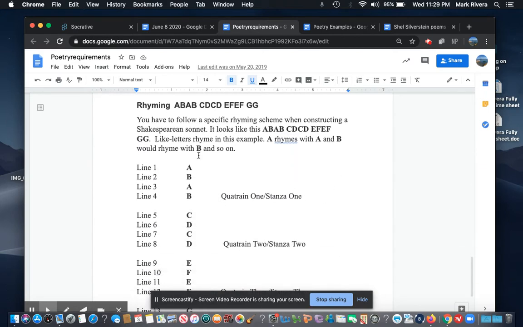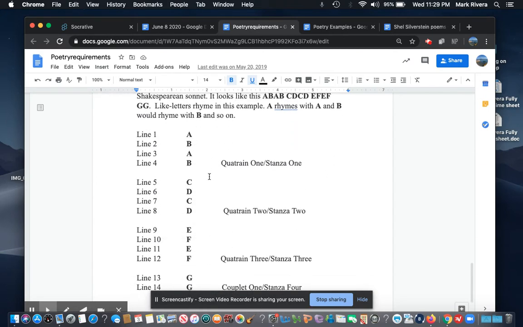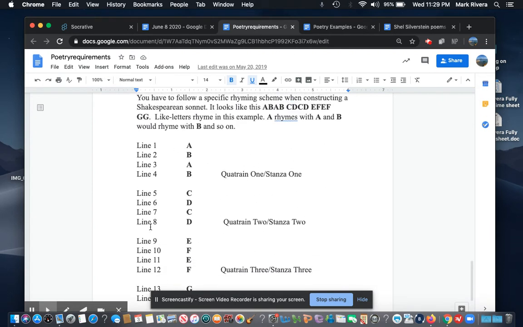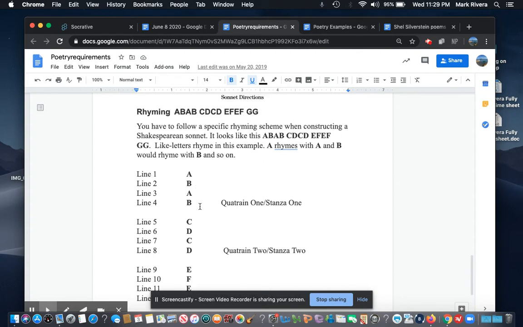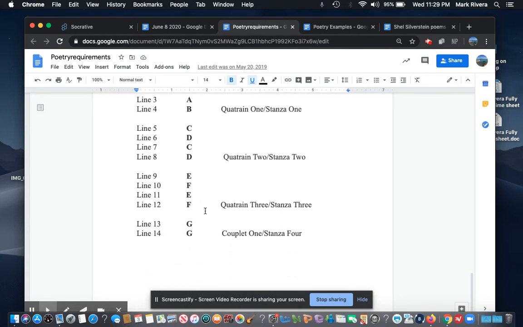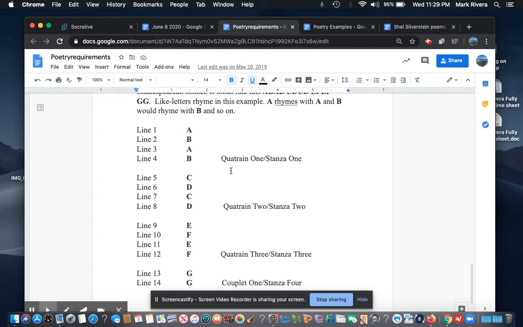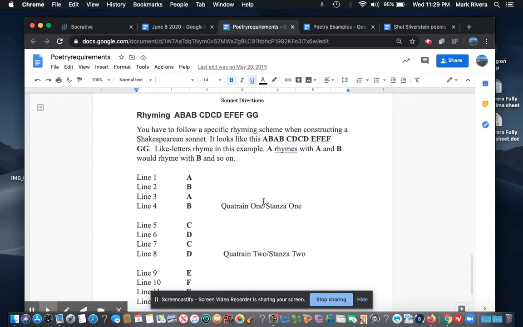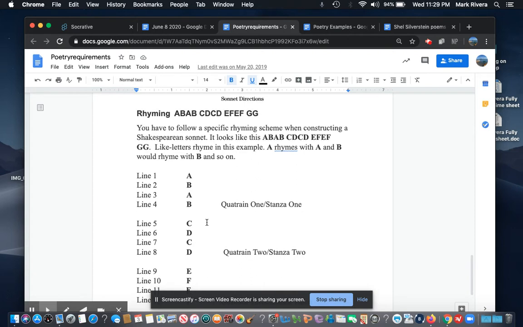Okay, so this is basically the format for how to do a sonnet. I would use this. So it has to have this rhyme scheme: A B A B C D C D E F E F G G. And notice it's 4 4 4 2. That's the format for that. And again, those lines have to rhyme: the A's, the B's, the C's, the D's.